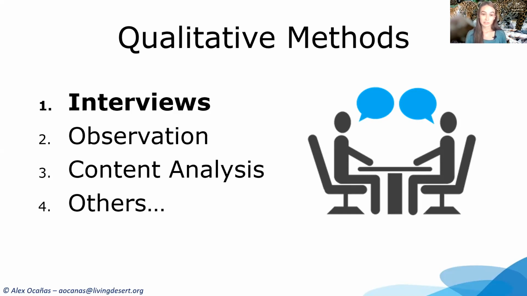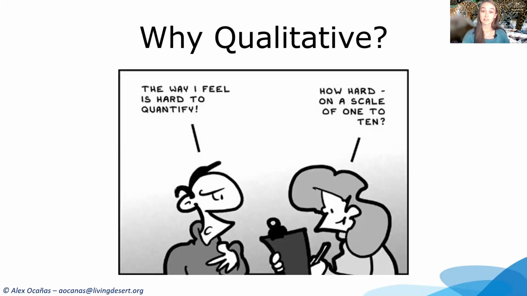And then again, we'll briefly touch on observation, but also keep in mind that there are other ways to collect qualitative information, such as content analysis, and a few of the others that we mentioned, such as arts-based research, which could produce some qualitative data as well. So just know that there are different ways to collect qualitative information, but we're just going to focus mainly on interviews today.